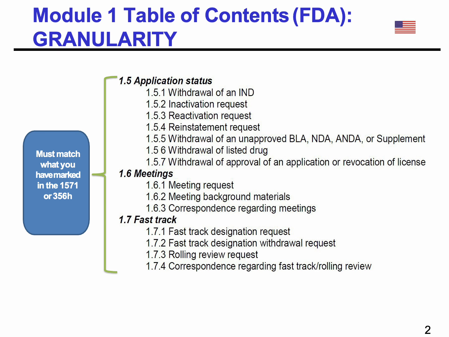Now here, coming back to the same train of thought, we have been looking into different modules and submodules for Module 1. So here, we are continuing with the table of contents and the granularity. So here, we have module 1.5. This is related to the application status. So now we are talking about IND.